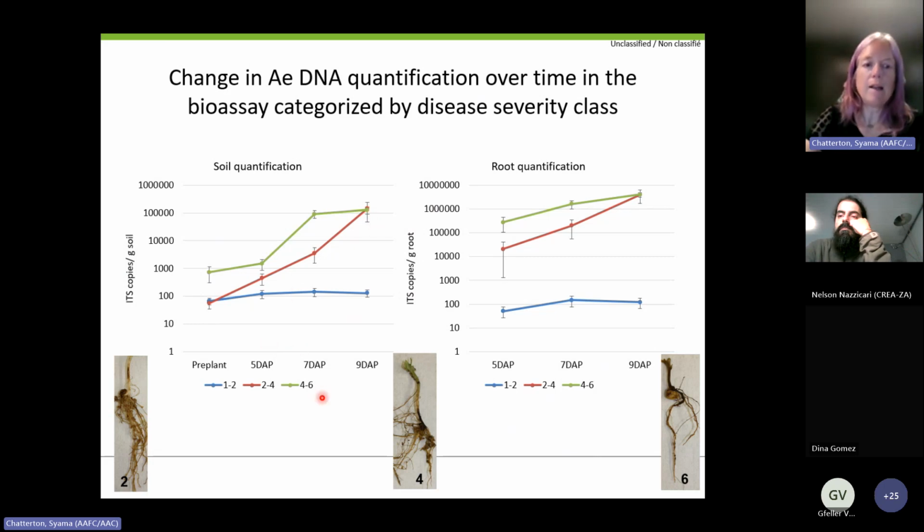And then the very highly diseased plants, the disease severity rating above 4, you can see that first, that pre-plant level is actually much higher, and that you get that increase over time. And then the root quantification follows the same pattern, except the root quantification numbers are much higher. So what we're looking at now is trying to develop a model based on this idea that the levels in the soil change or don't change depending on inoculum levels.